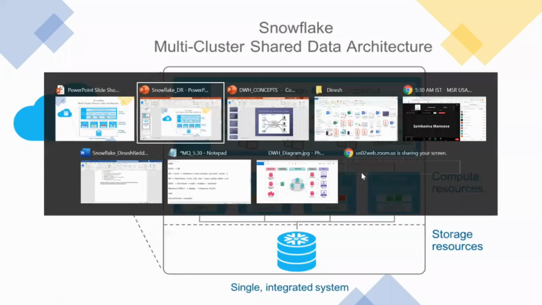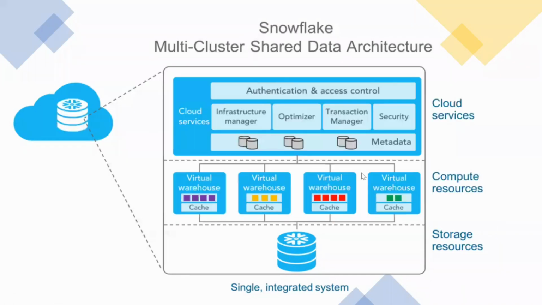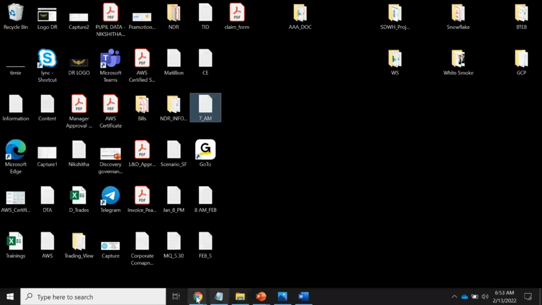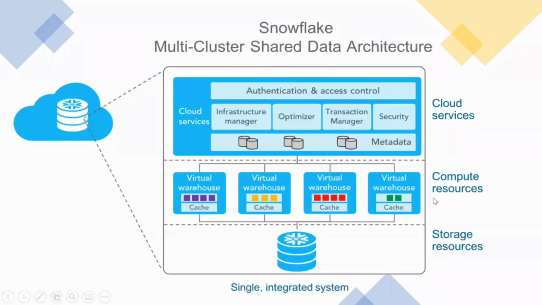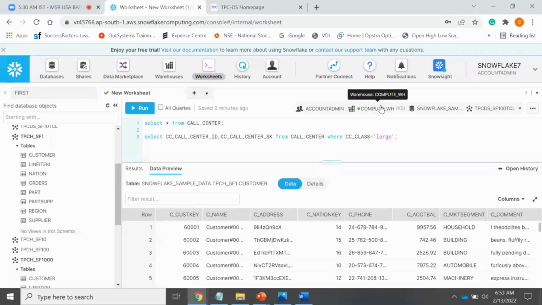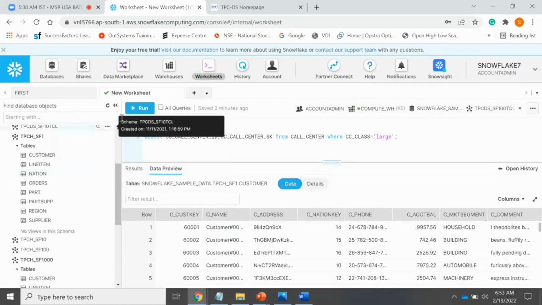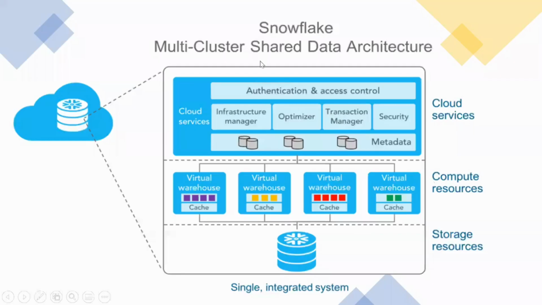Let me show you. For example, here in our worksheet, this is nothing but a warehouse. Here you can see the compute resources, that is what they are talking about. And then cloud services, whatever we are implementing in the front end, all the things we can see here with the navigation, and we can play with this tool. This particular thing is where we are working in cloud services.